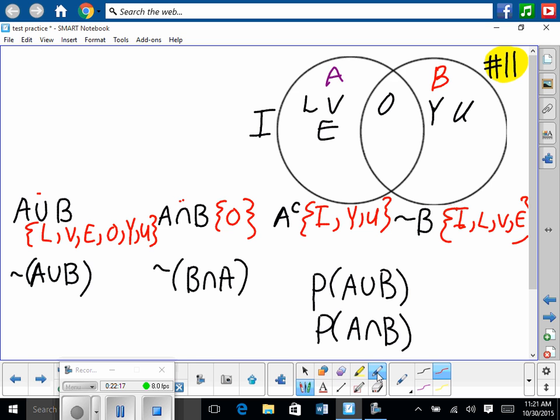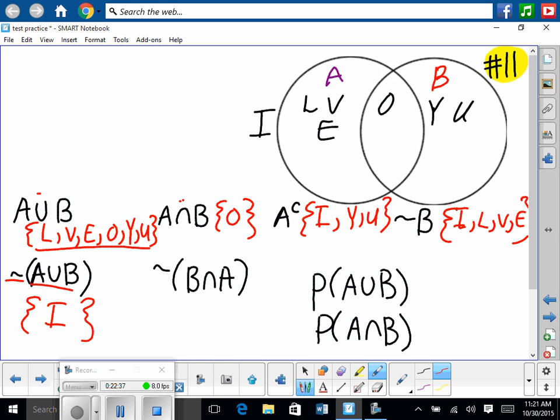Okay, now let's find the complement of A union B. A union B is all of this stuff right here. So what's everything that's not in that union? What's not in A united with B? The only thing that's not in that, because that's what complement means, is I.